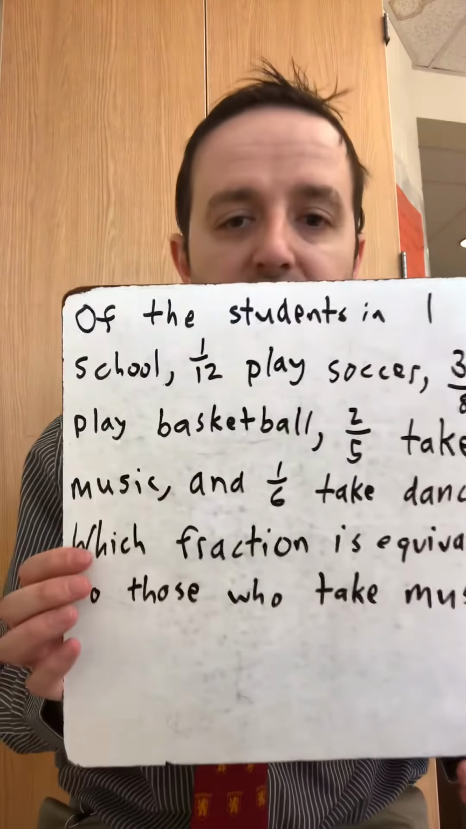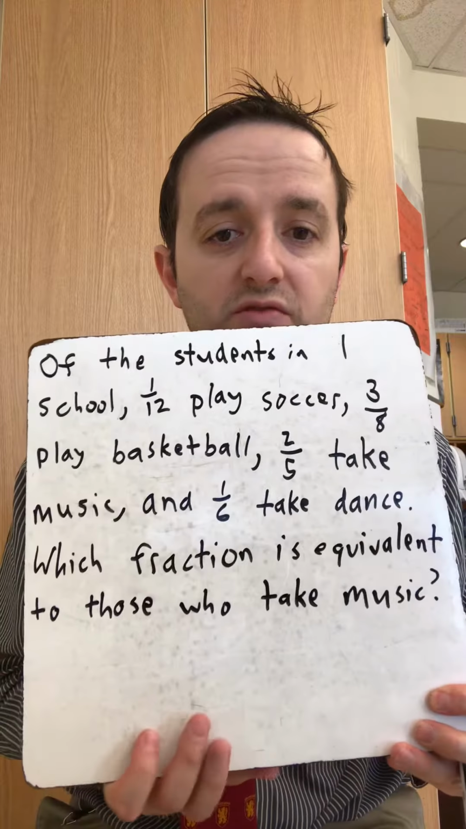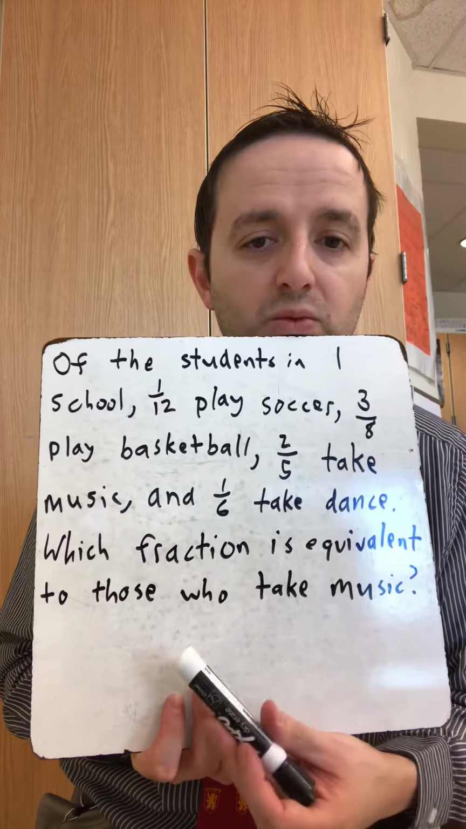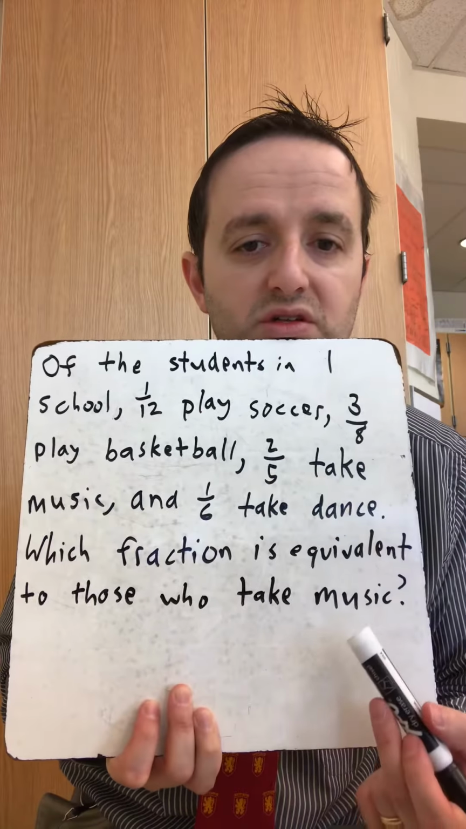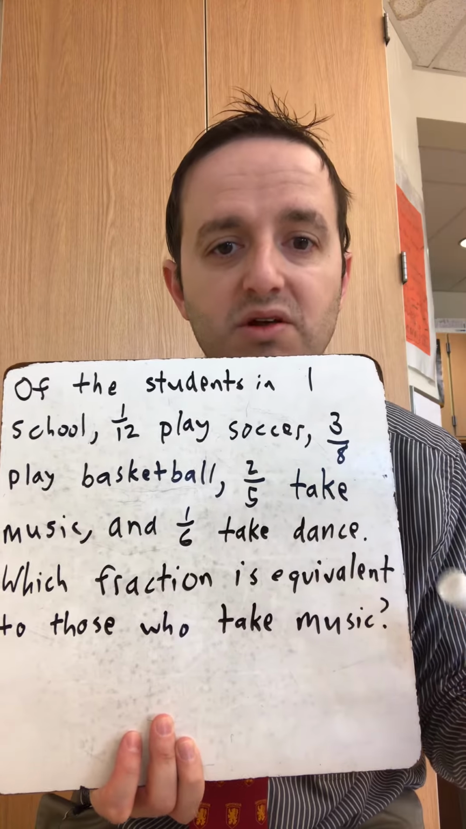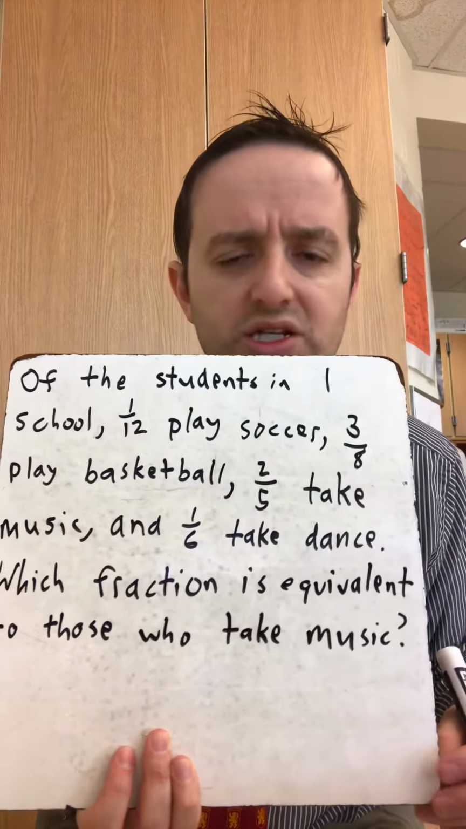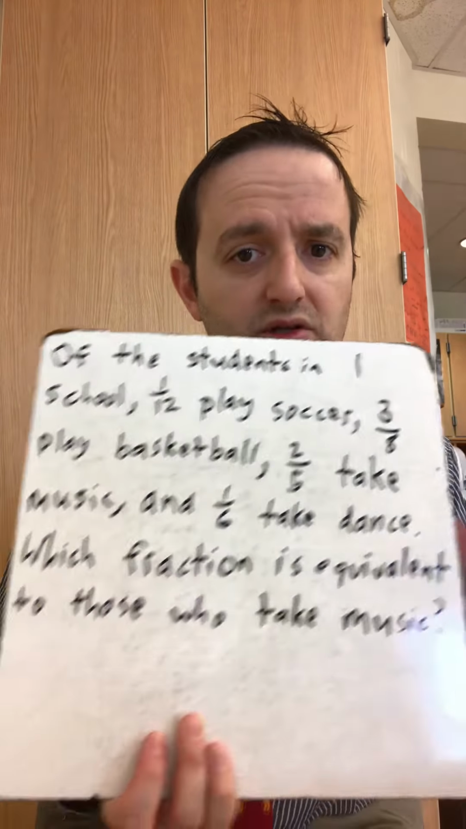All right. So first off, we have to look at our problem and identify which of these fractions the question wants us to look for and which one it doesn't. Well, the question is asking which of those take music. It says here 1/12 play soccer. It's not music. 3/8 play basketball. That's not music. 2/5 take music. So we need to think of the number 2/5, and we need to see which fraction is equivalent to 2/5.